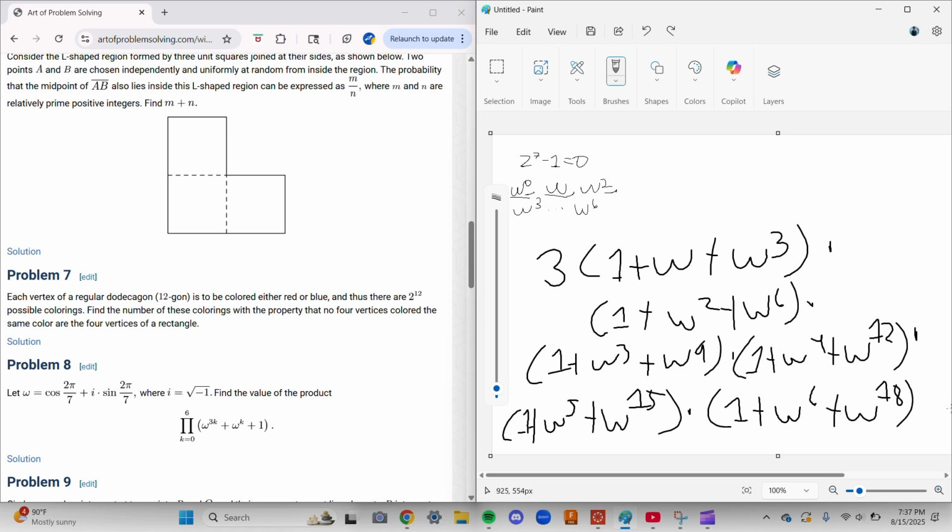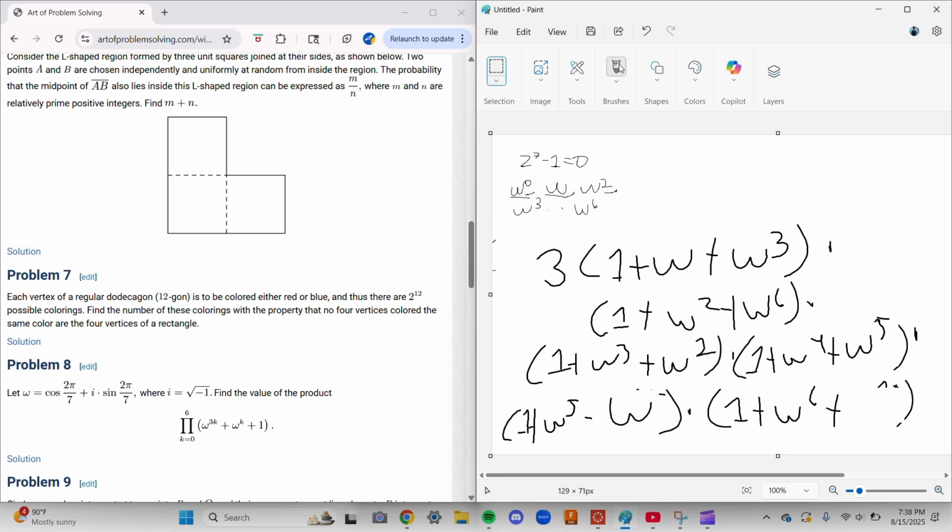So w to the 15 is going to have a difference of a multiple of 7, right? The closest multiple of 7 is 14, so 15 minus 1 is 14. So w to the 15 is equal to w to the 1, which is the same thing as w. So we can replace this with w. And we can do the same thing with all the other large exponents. w to the 9 is just w squared, because 9 minus 2 is 7. So we'll do w squared. And then w to the 12, we can do as w to the 5th. And then finally, w to the 18th equals w to the 4th.